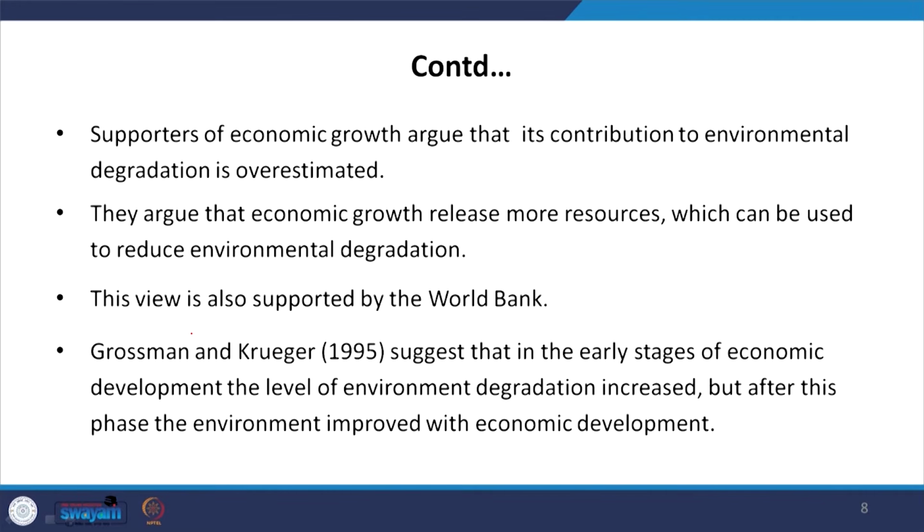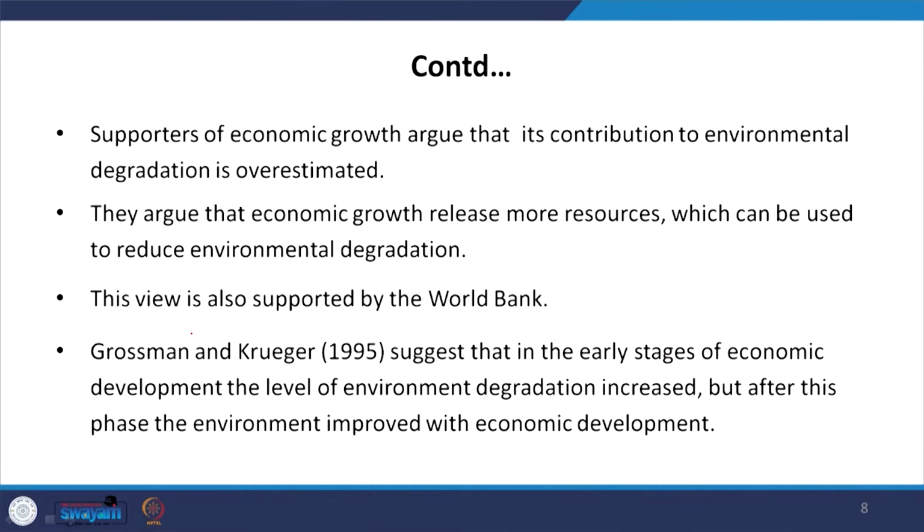This is one argument, and therefore, the supporters of economic growth argue that the contribution of economic growth to environmental degradation is overestimated. So, they are critical that a high growth rate may not necessarily be responsible for environmental degradation, and those who argue that a high growth rate would lead to environmental degradation overestimate the adverse consequences of economic growth on environment. They argue that economic growth releases more resources which can be used to reduce environmental degradation.